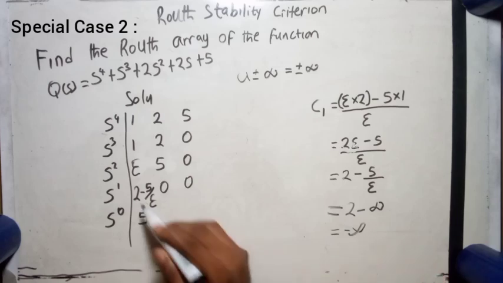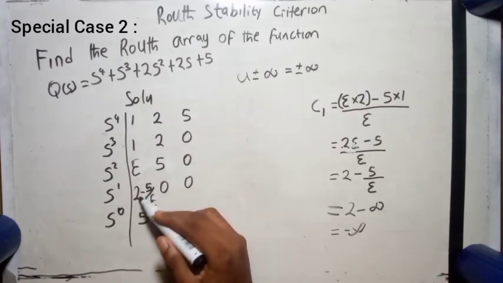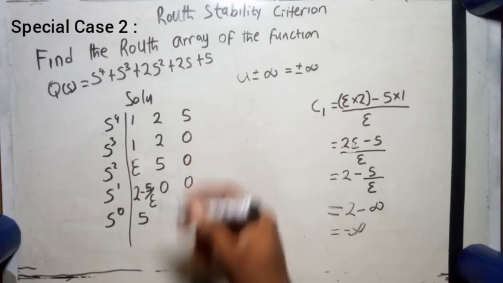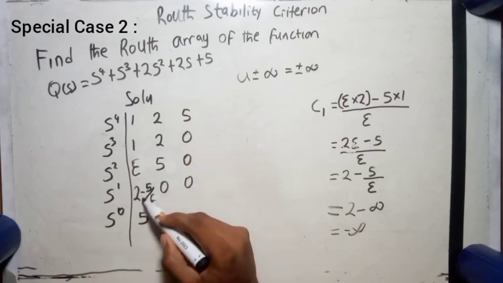Minus infinity. So whatever our value is going to give us, is going to be giving us a negative sign. Our main focus is not the value, but the change of what? Sign. Okay, now if we are asked if the system is stable, it is not stable because of what? There's a change of sign in this part.